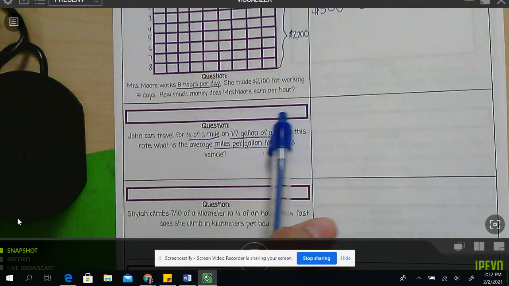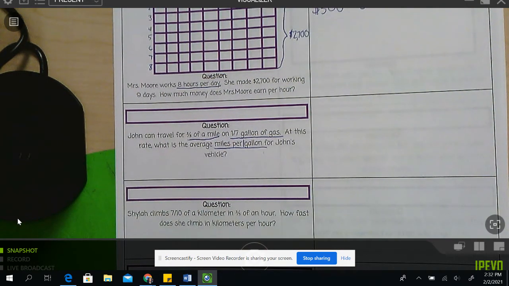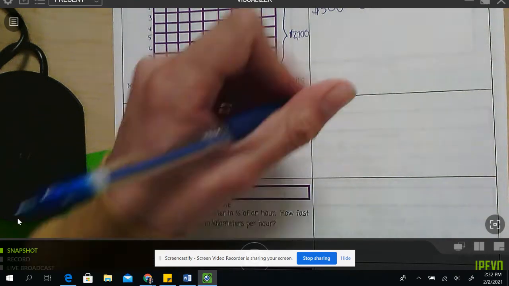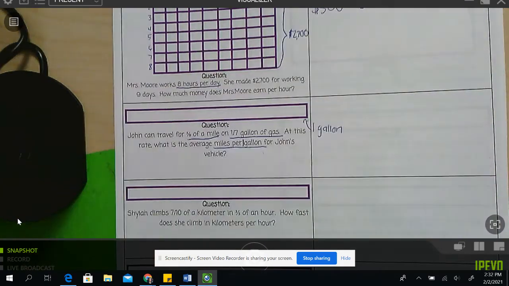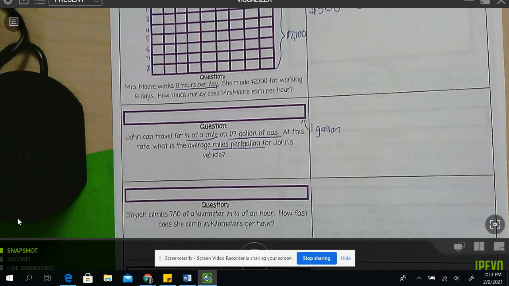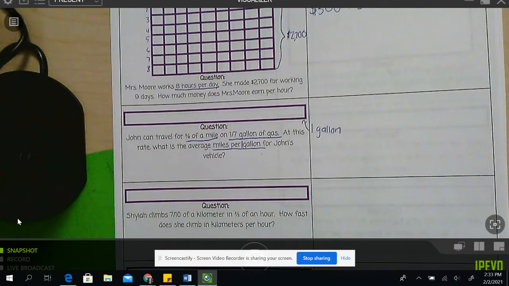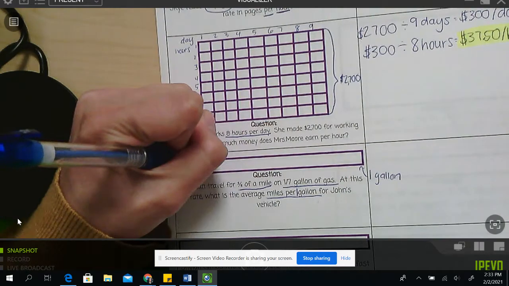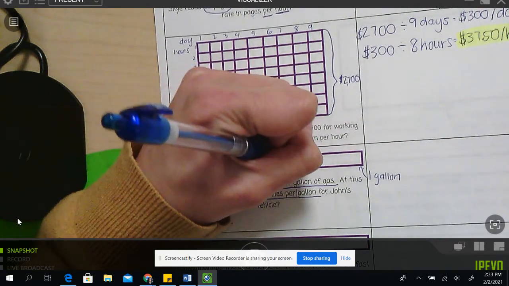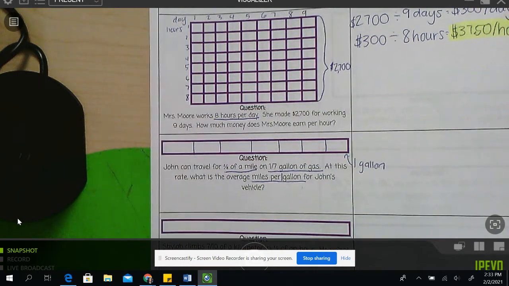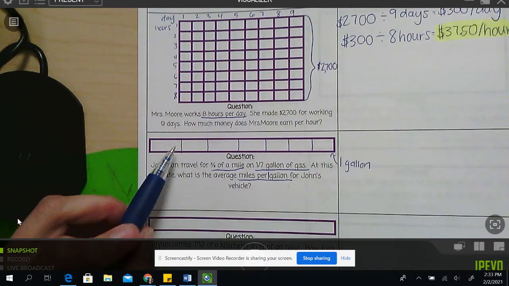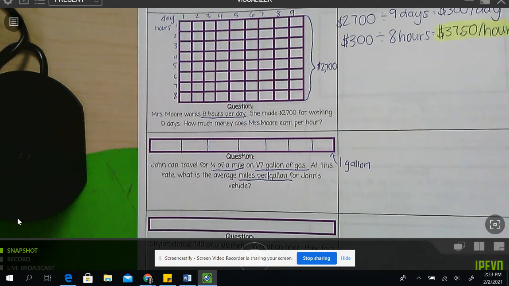So let's think about what this bar is going to represent. What do you think the bar is going to represent? Should represent 1 whole gallon. Okay, so the question gives us the information of 5/8 of a mile for every 1/7 of a gallon. So we're going to take this gallon and split it into 7 pieces. Fun fact, if you draw 6 lines, it'll be split into 7 pieces. So we're going to do 1, 2, 3, 4, 5, 6. So we have 1, 2, 3, 4, 5, 6, 7. Okay. So this is going to be 1/7 gallon of gas.